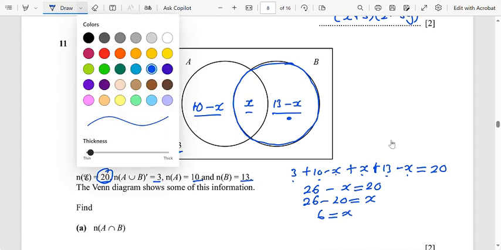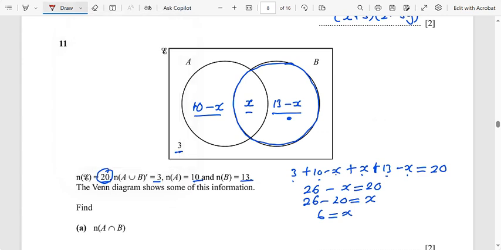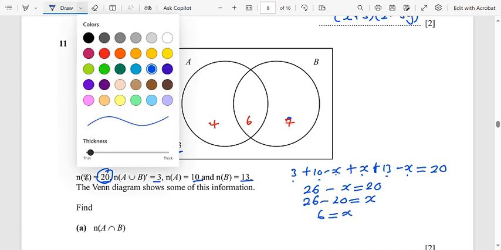Now that I have found the value of X, I can substitute the required values. For this set, I'm going to say 10 minus X, which is 10 minus 6, which gives me 4. Here, that's X, so I'm just going to put 6. And 13 minus 6, that's 7. So these are the actual elements that we find in these regions of the sets. Now I can answer the questions that follow.